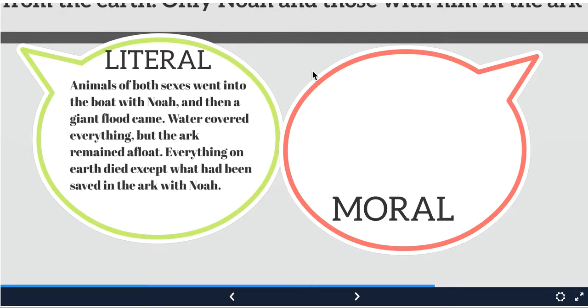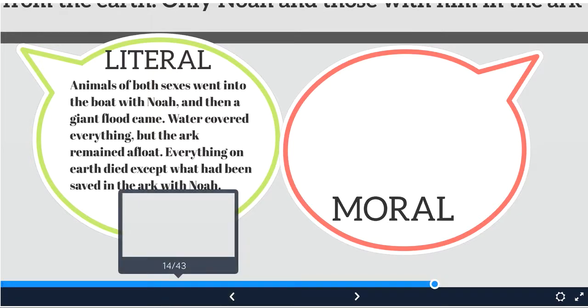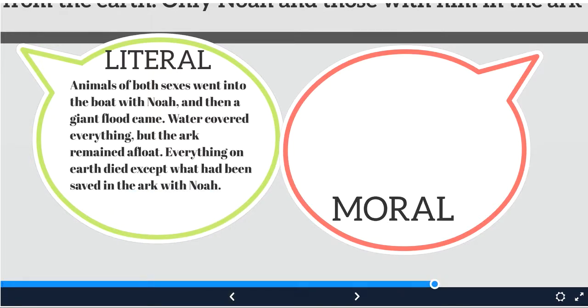Then a giant flood came. Water covered everything, but the ark remained afloat. Everything on earth died except for what had been saved in the ark with Noah. You don't need to write these down, by the way. It's just an example. Yeah, the literal sense of this passage is, here's what it says. So, whether or not it happened in history, that's a separate question. Literal sense is just what happened according to these words.